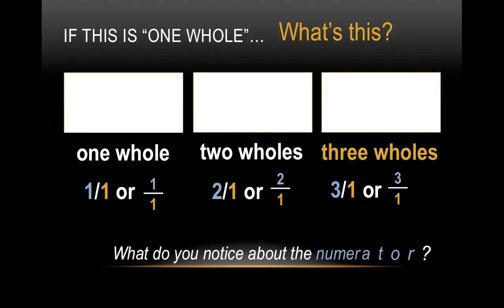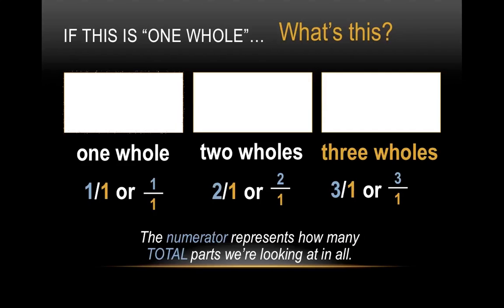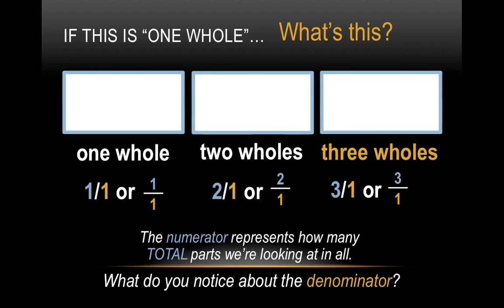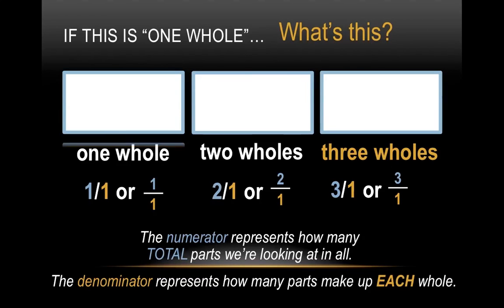Take a second and pause the video. What do you notice about the numerator? The numerator represents how many total parts we're looking at in all. So you can see that we have 1, 2, 3 total parts in all. Alright, pause the video again. What do you notice about the denominator, or that bottom number in your fraction? The denominator represents how many parts make up each whole. Each whole is made up of only 1 part, so our fractions would all have the denominator of 1.